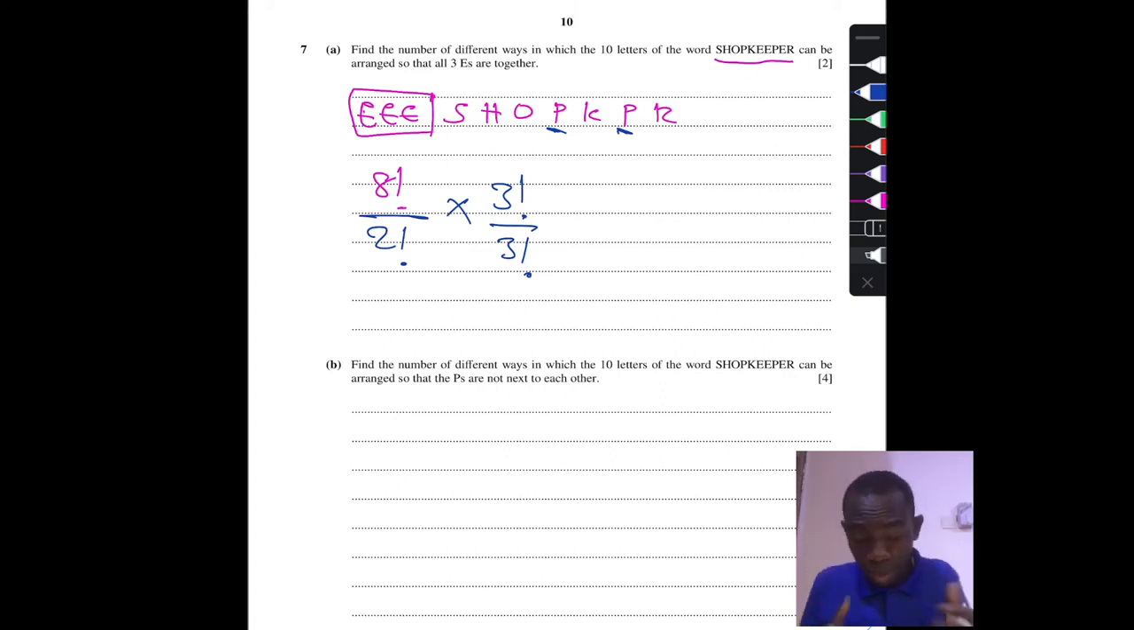But if you want to go, why not? It's all part of the workout. It shows that you really understand what you are doing. So that's 8 factorial over 2 factorial times 3 factorial over 3 factorial. And that will give you 20160. Okay.